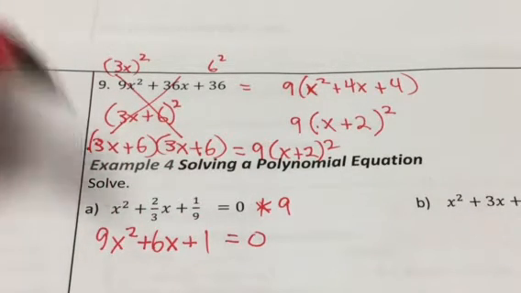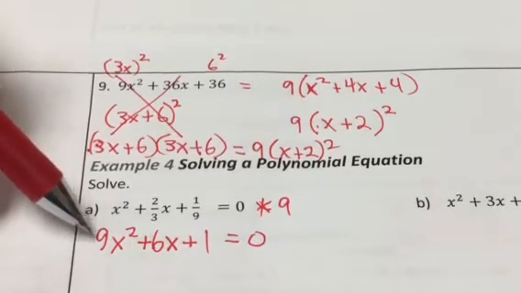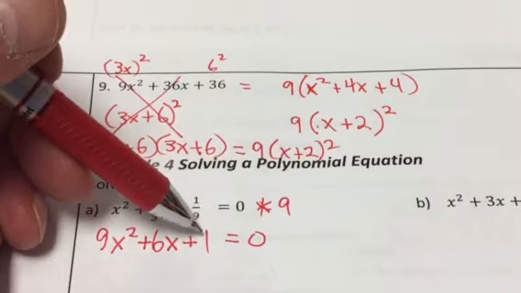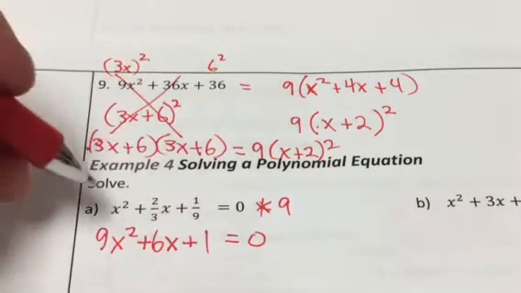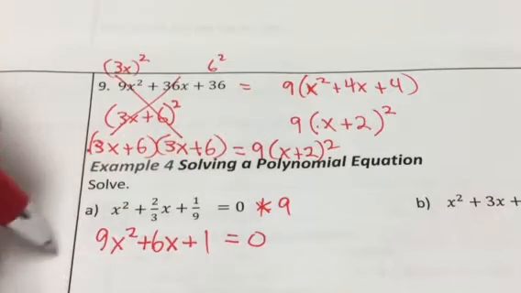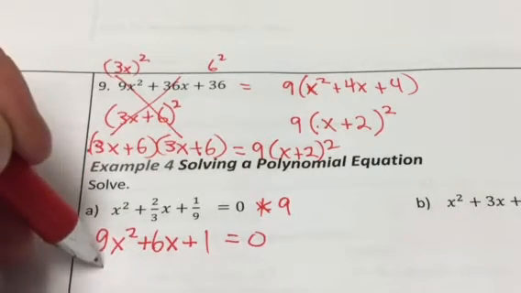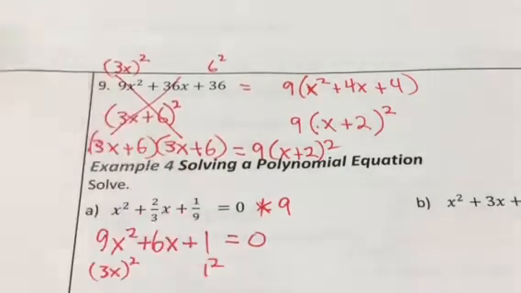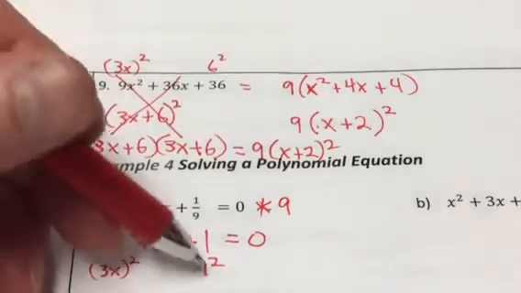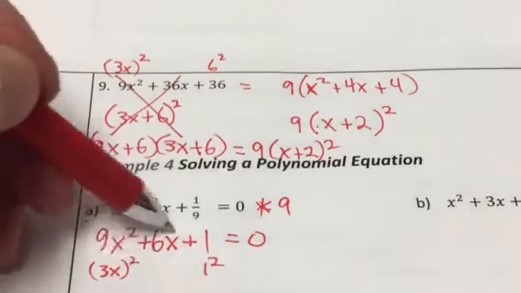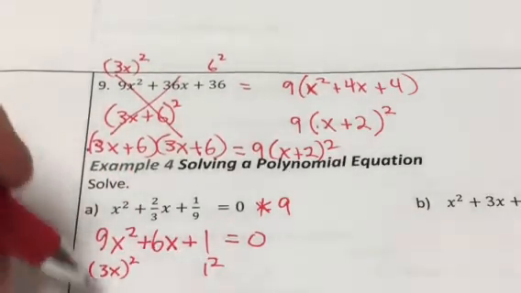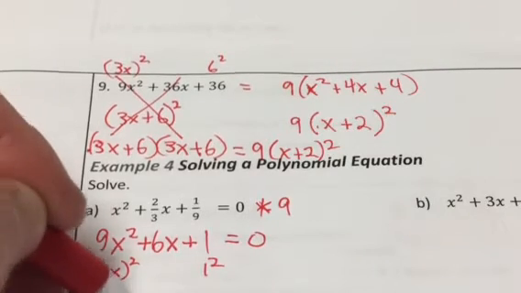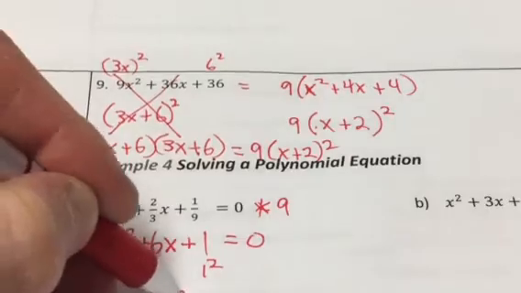Okay, now we have a number that's a square there. We have a number that's a square there. And if we took the square roots of those, I'm going to put that right here, 3x, because that's 3x squared. This is 1 squared. And if we took 3x times 1 and then doubled it, that would be the middle. So we can factor this using that pattern. And we're going to say 3x plus 1 squared.